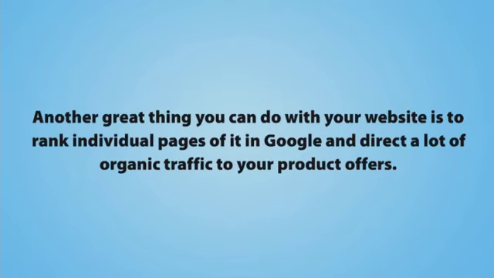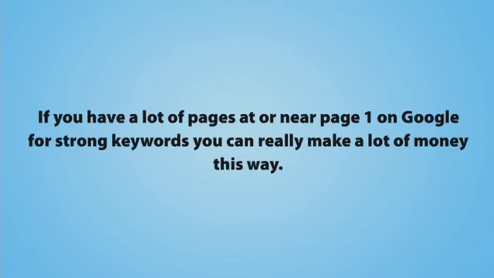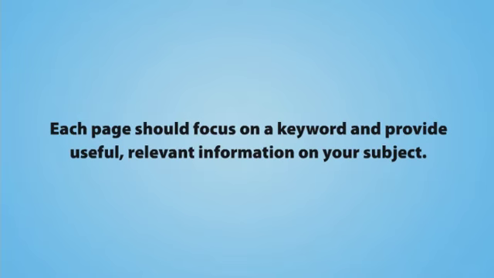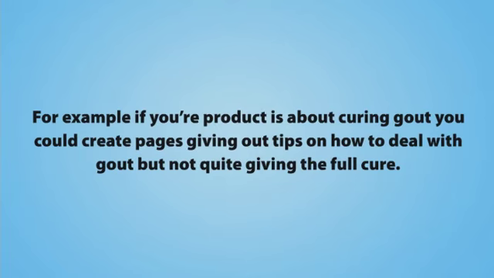Google and direct a lot of organic traffic to your product offers. If you have a lot of pages at or near page 1 on Google for strong keywords, you can really make a lot of money this way. Each page should focus on a keyword and provide useful, relevant information on your subject. For example, if your product is about curing gout, you could create pages giving out tips on how to deal with gout, but not quite giving the full cure.